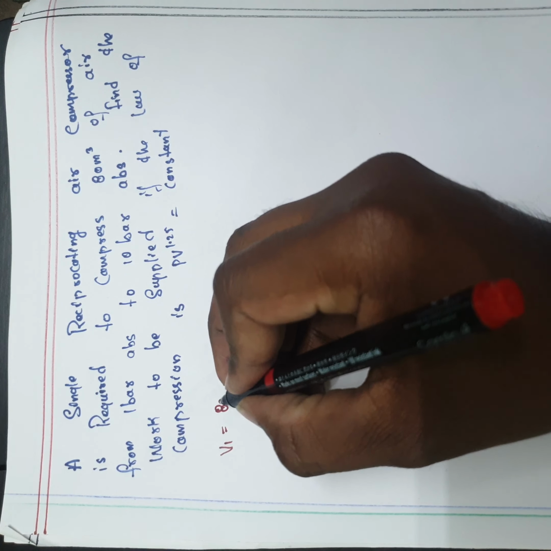So, here you have to write P1. P1 is equal to how much it is given? 1 bar is given. This 1 bar you can convert into kilonewton per meter square. How to convert? 1 bar can be written as 1 into 10 to the power of 5 Newton per meter square.